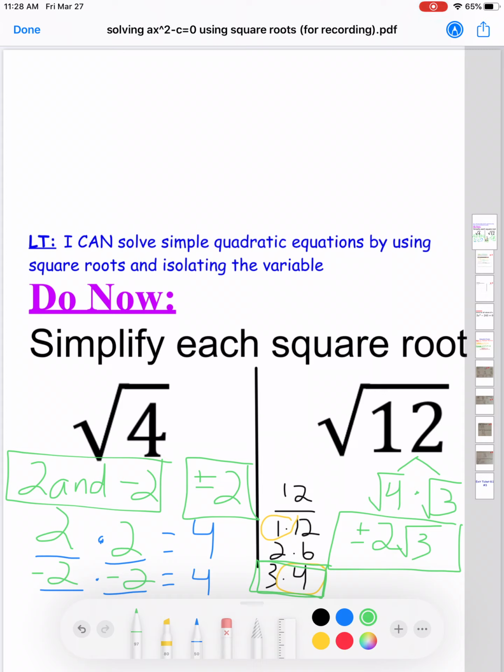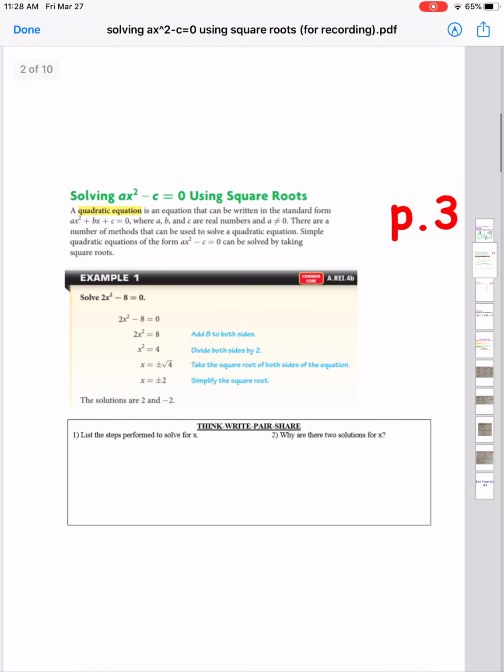So we're going to need to use this knowledge of simplifying square roots as we get into solving our quadratic equations. So you can see our learning target for this period says I can solve simple quadratic equations by using square roots and isolating the variable. So right now you're going to need to use the packet that says Solving Quadratic Equations Part 1. This lesson is going to be on page 3. So if you need a minute to go get that packet or just a separate piece of paper, please pause the video to do so.